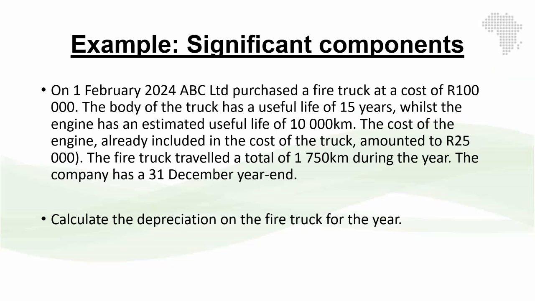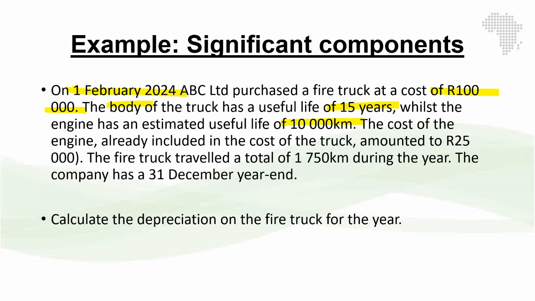So if we look at our first example, this is the one where I kept referring to the fire truck. So this is one where we've got an asset, in this case a fire truck. It's got different components. So the question says to us, on the 1st of February 2024, we purchased a fire truck at a cost of 100,000 Rand. I know this does not seem real, it's just for an example. So the body of the truck has a useful life of 15 years, so that's one part of my asset, while the engine has an estimated useful life of 10,000 kilometers.